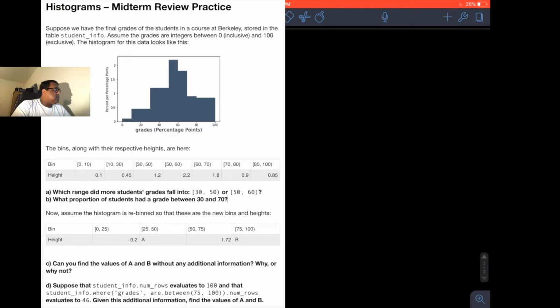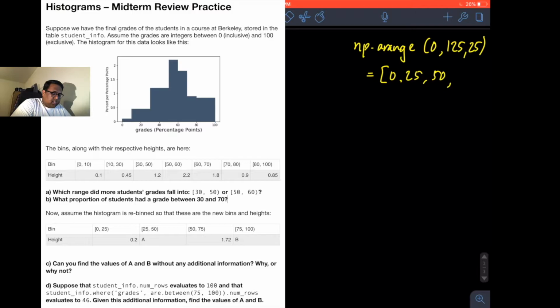Part C asks us, well, it gives us a rebinned version of the same data. So what they did from the NumPy side, or from the IPython side, was that they called the histogram function with a different set of bins. And before, the bins seem kind of arbitrary, 0 to 10, 10 to 30, and so on. But here they used np.arange to generate the bins 0, 125, and 25, which gives us the bins 0, 25, 50, 75, and 100, which is what we see here.